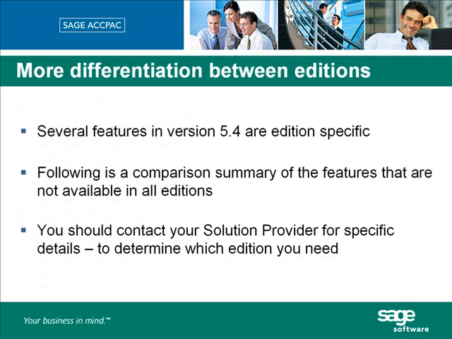What you just saw was only a few of the 267 exciting new features of Sage Accpac version 5.4. Please note that several features in version 5.4 are edition specific, while the majority of the new features are available in all the three editions. For your convenience, following is a comparison summary of the features that are not available in all editions. You should contact your solution provider for specific details to determine which edition you will need.